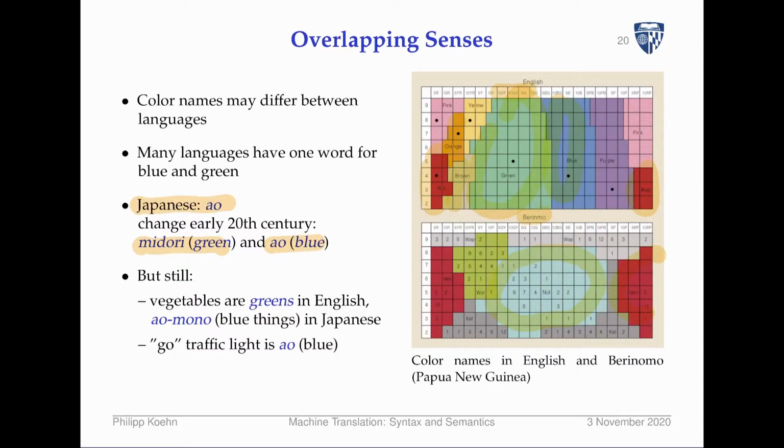However, there's still traces of that. So if you have vegetables, you can call them in English also the greens. Did you eat your greens today? And in Japanese, you call them aomono, which are blue things, although they're actually green, but you see where that goes. Also, the traffic light go is viewed as blue.